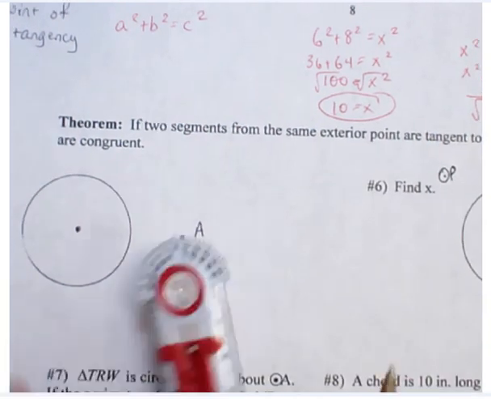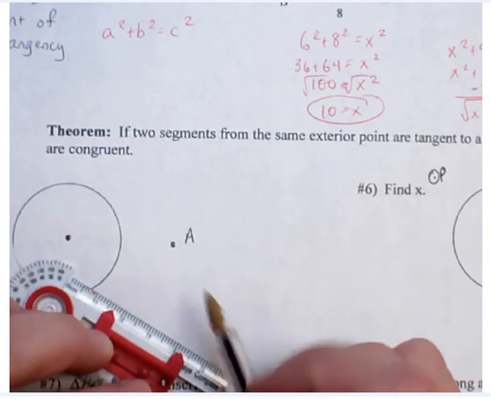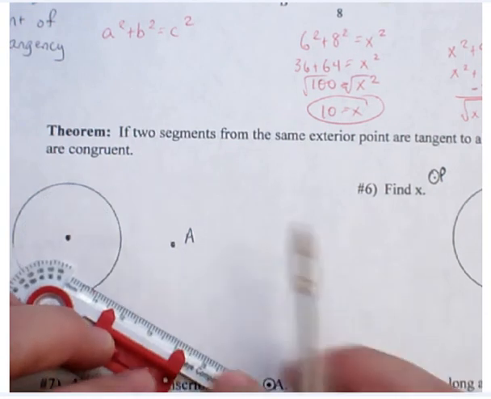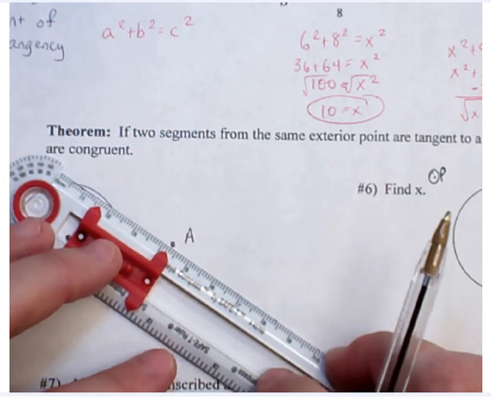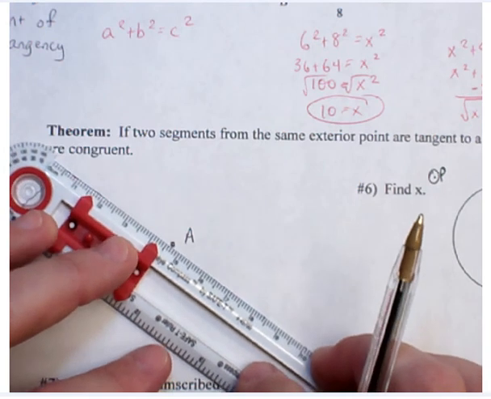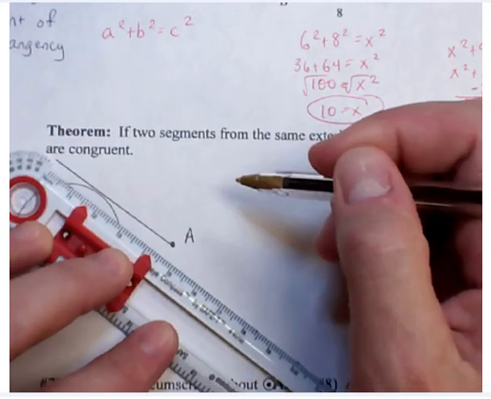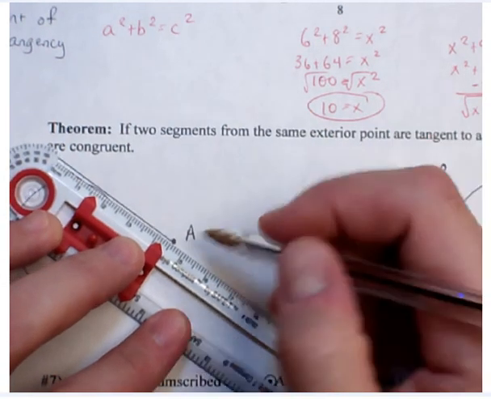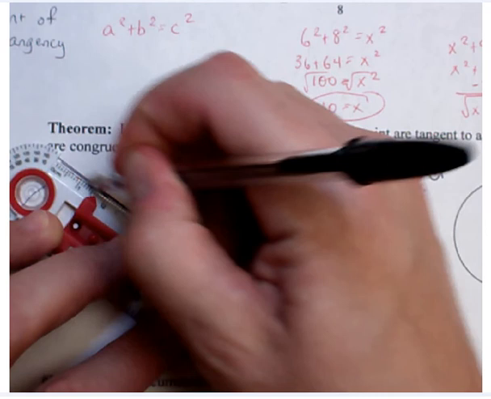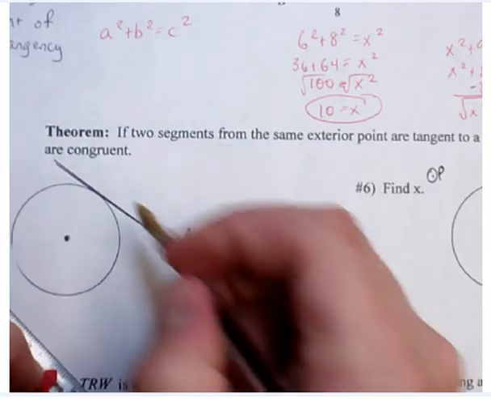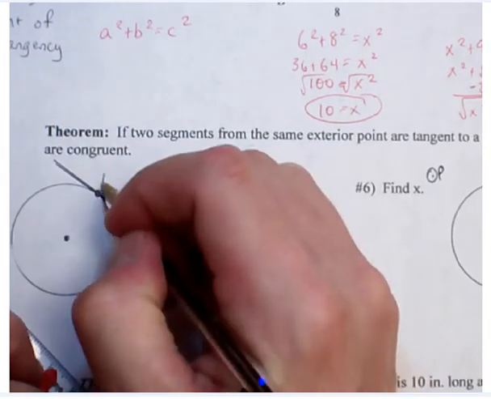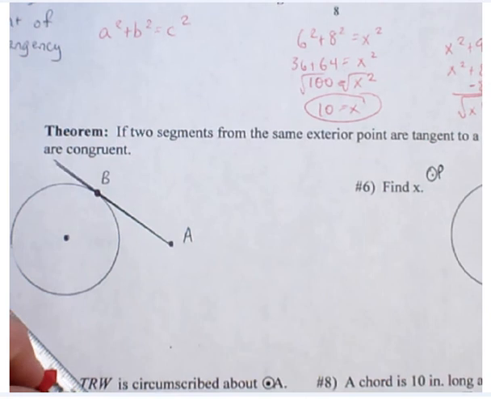We're going to draw two tangents from A to the circle. Now a tangent only hits a circle in one place. Okay, so we're going to take A and we're going to draw a line. Let me try that again here, make it a little bit more accurate. Okay, here's the point of tangency. Let's call that B. There's the point of tangency.